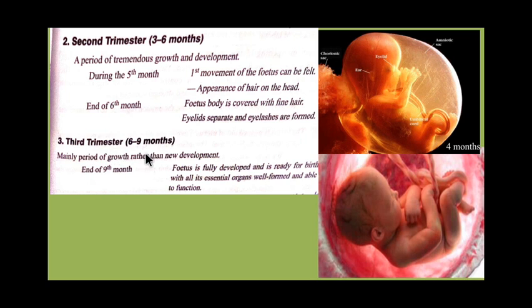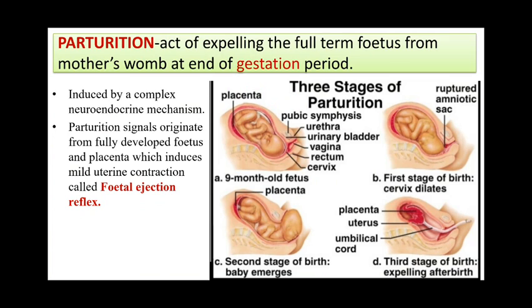Then the third trimester, 6 to 9 months, is mainly a period of growth rather than new development. At the end the fetus is fully developed, and all the essential organs are well formed. After the end of the 9 months of pregnancy, the fetus is completely developed and ready for its delivery. Now next is parturition.